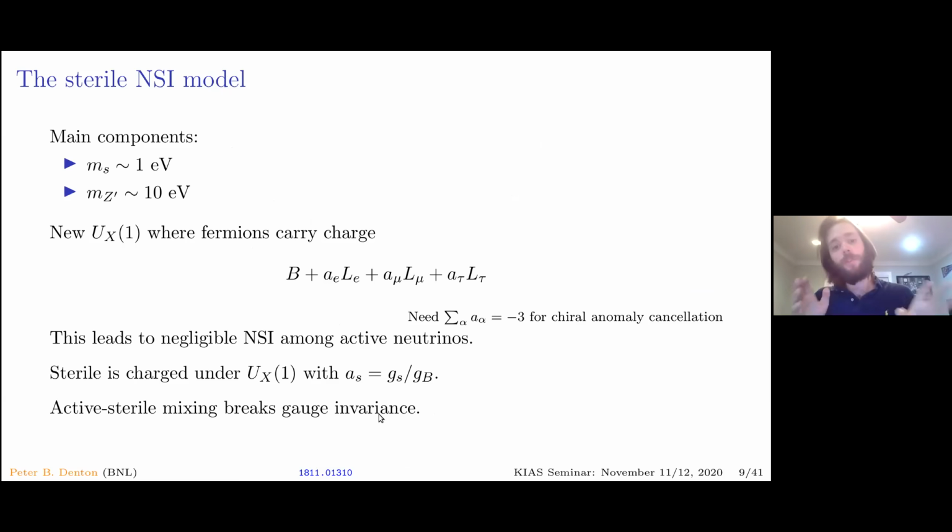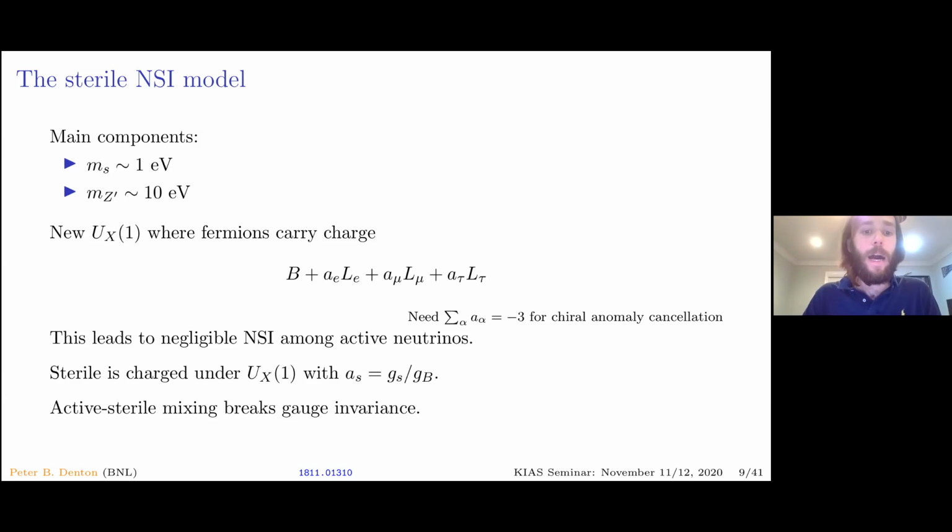So I'm going to do a very brief sketch of the model that we presented here because it's a little bit different than what's normally done. What we're doing in this scenario is including a sterile neutrino with a mass of 1 eV, which gives us the LSND and MiniBooNE 6 sigma situation. And we're going to include NSI, so some Z prime with a mass of around 10 electron volts. And this is only going to couple to the sterile neutrino. And the couplings to the active states will come in, but they will be negligible.